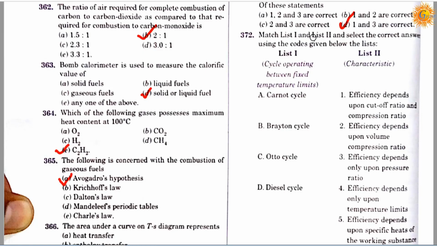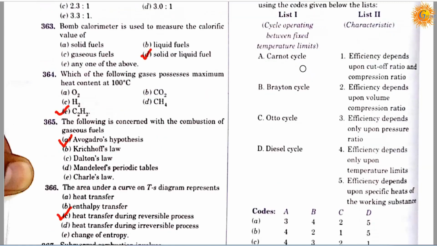Question number 372. Match list 1 and list 2 and select the correct answer using the codes given below the lists. The first list is talking about a cycle operating between fixed temperature limits, and the second list is talking about characteristics. According to the first list, option A is a Carnot cycle, option B is a Brayton cycle, option C is an Otto cycle, and option D is a diesel cycle, and their characteristics are given as follows.